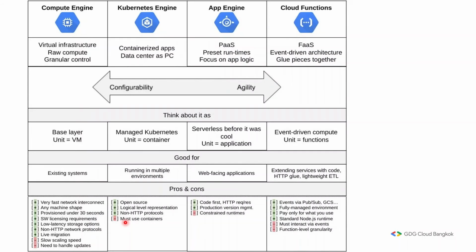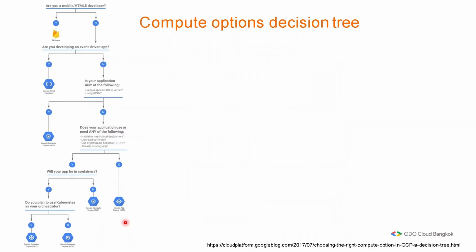And the cons are they must interact via events, because Cloud Functions will be triggered only for the events, and they are function level granularity. The con is function level granularity.